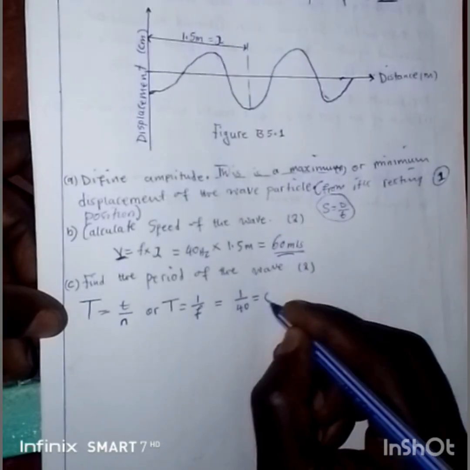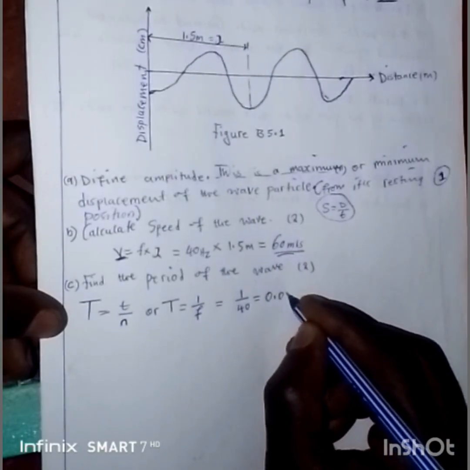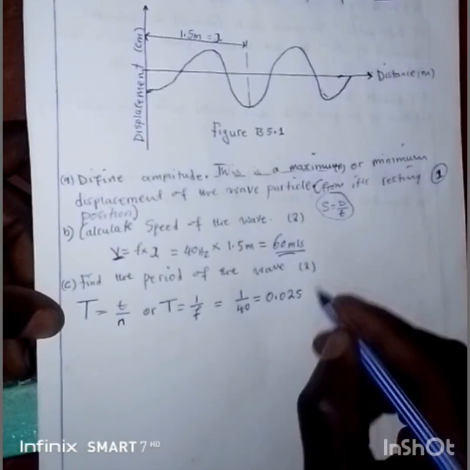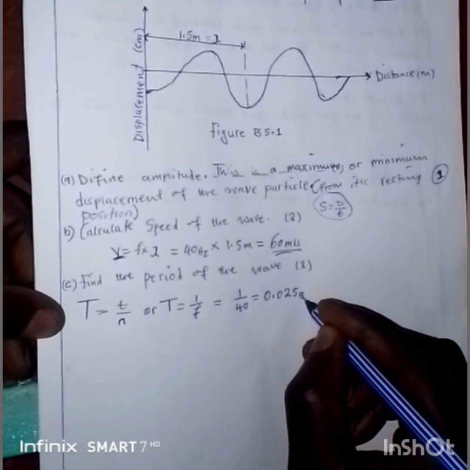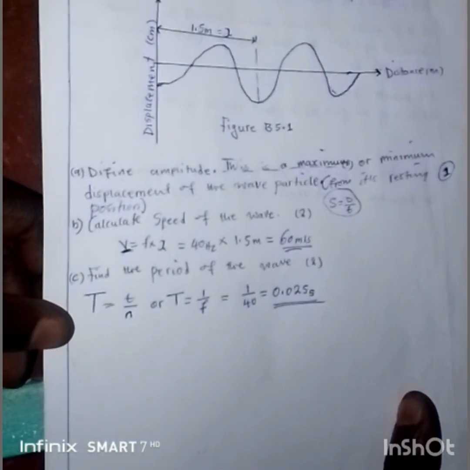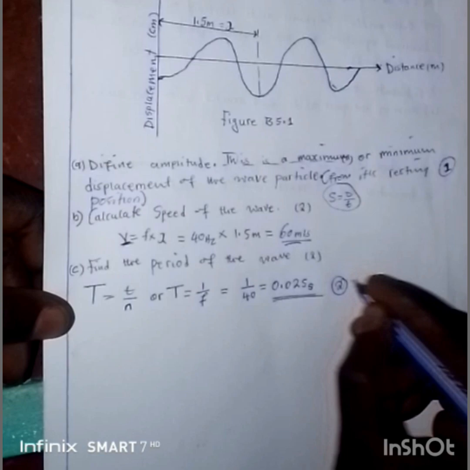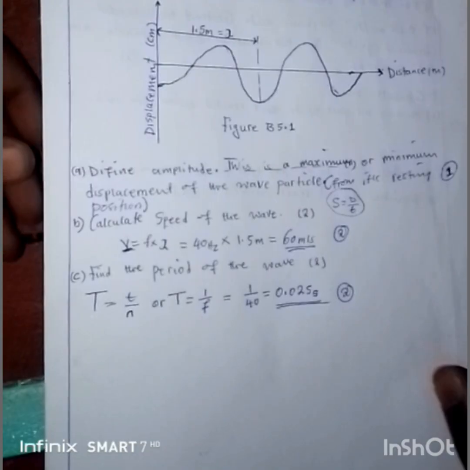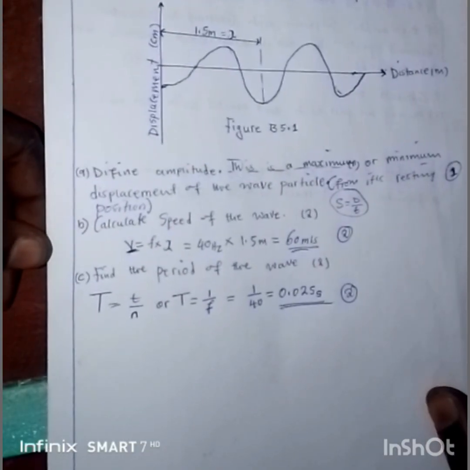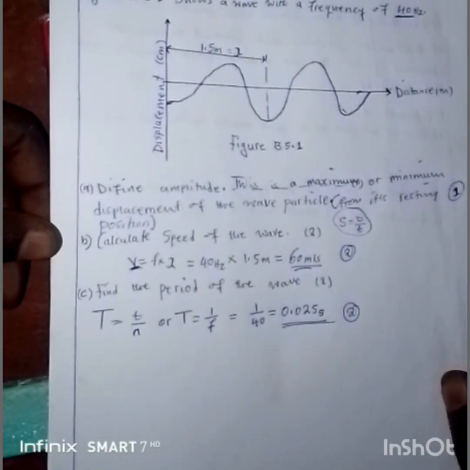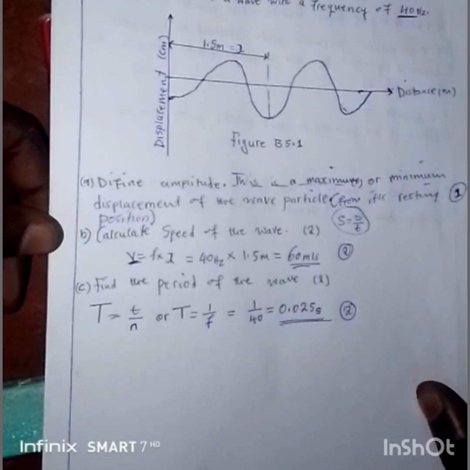This is the period. It's a time taken, so it is measured in seconds. That becomes the right answer, and you get 2 marks. So here is 2 marks, here is 2 marks. Altogether, this question carried 5 marks. Then you are well done, and you go to the next question. So, right, this was the end of this question.